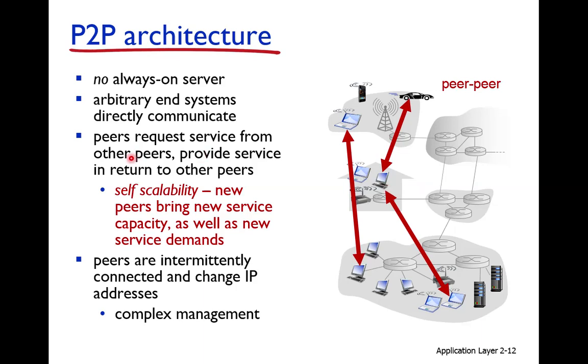Okay. So the peer-to-peer architecture is arbitrary, and systems can directly communicate with each other. The peers request service from other peers and also provide service to other peers. So this has scalability. We will discuss them in more detail.